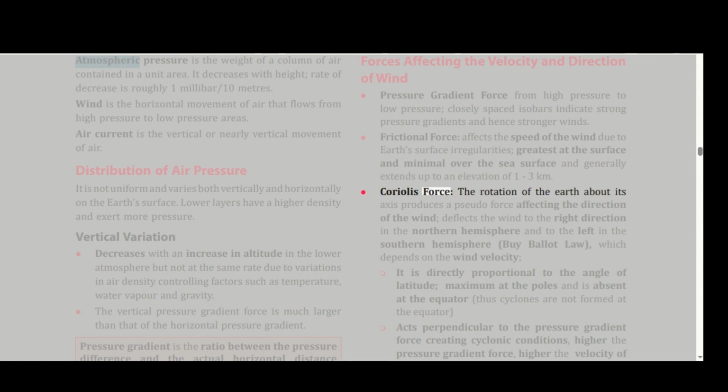Coriolis force. The rotation of the Earth about its axis produces a pseudo-force affecting the direction of the wind. It deflects the wind to the right in the northern hemisphere and to the left in the southern hemisphere, by Buys Ballot's law, which depends on the wind velocity. It is directly proportional to the angle of latitude, maximum at the poles, and absent at the equator. Thus cyclones are not formed at the equator.